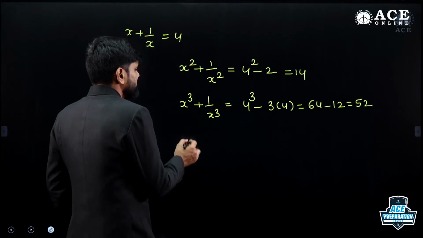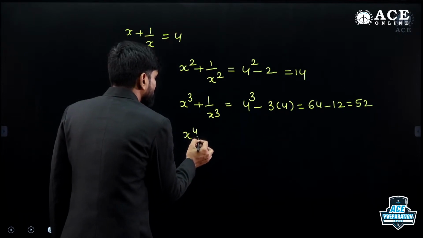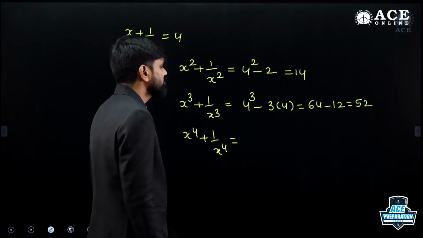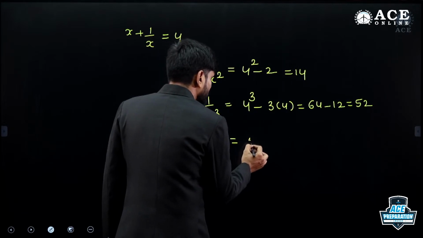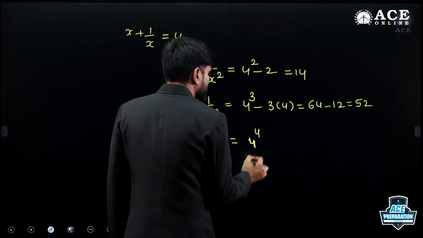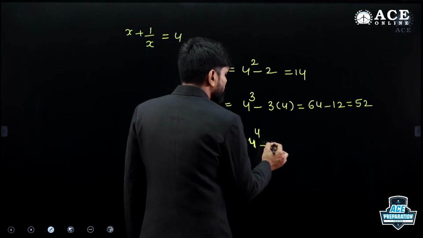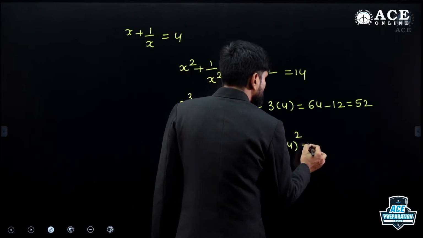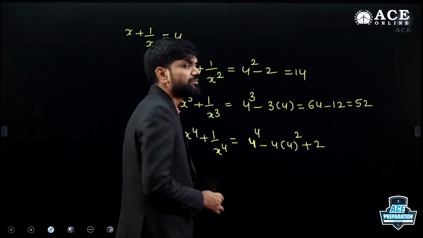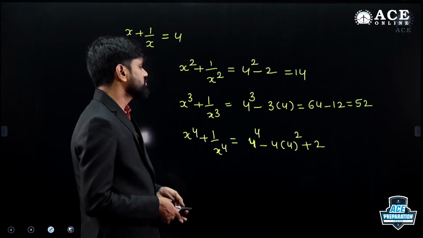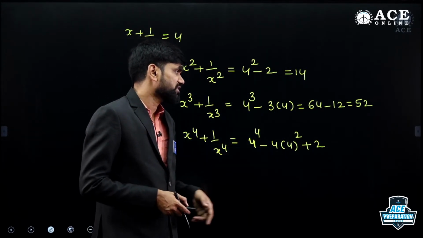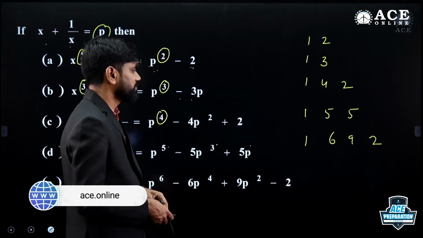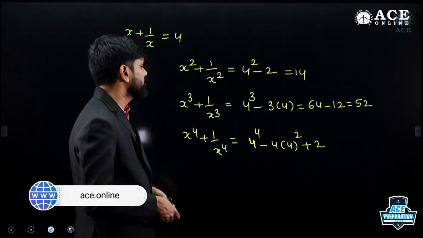Next one. X power 4 plus 1 by x power 4 is how much? X power 4 plus 1 by x power 4. So that will be equal to p power 4 minus 4 into p square plus 2 into p power 0. P power 0 is nothing but 1, leave it. So this is nothing but p power 4 minus 4p square plus 2. That's the formula I have shown. P power 4 minus 4p square plus 2. Is that clear? So now going ahead.